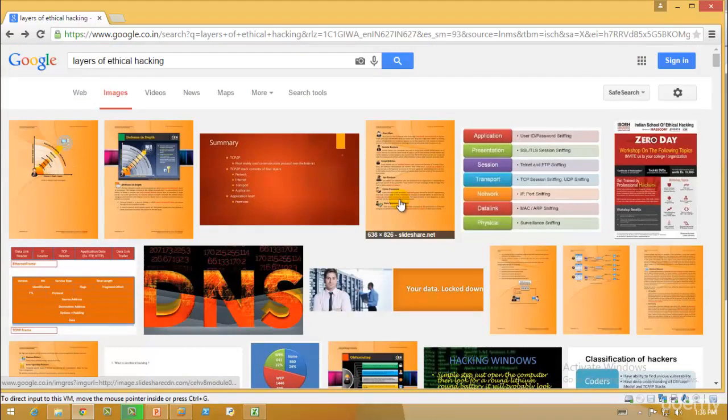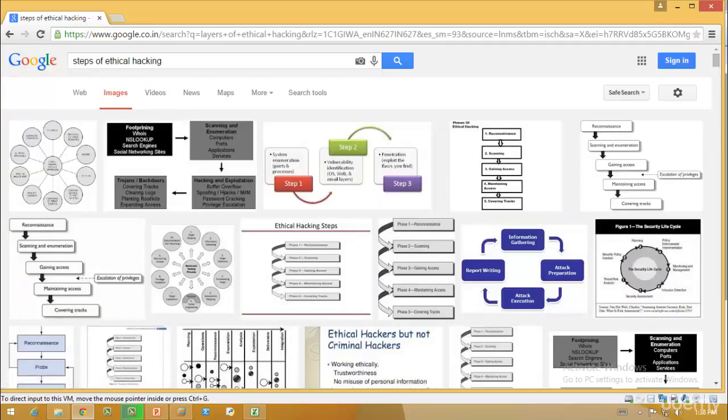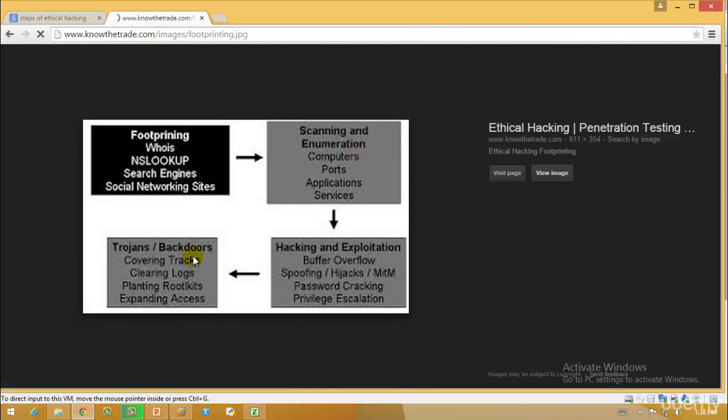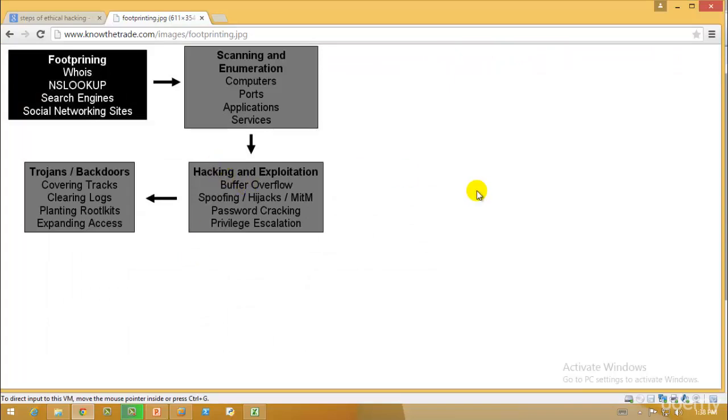Let me check. I think it's showing the layers of OSI, so I'll just type steps of ethical hacking. Perfect. These are the things we'll go through in detail related to ethical hacking. First we look at footprinting: WHOIS, NSLOOKUP, search engines, and social networking sites. After that, scanning and enumeration, meaning which ports are open, which are not, and what the application services are. Then Trojans and backdoors, viruses, and finally hacking and exploitation. That would be buffer overflow, spoofing, or different types of attacks, which include even DDoS, which is not shown here as of now. But these are the things I would be teaching you.